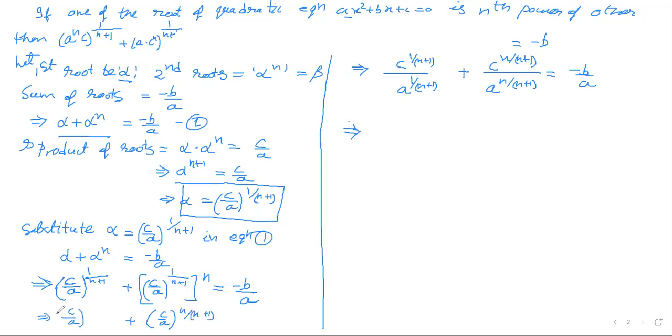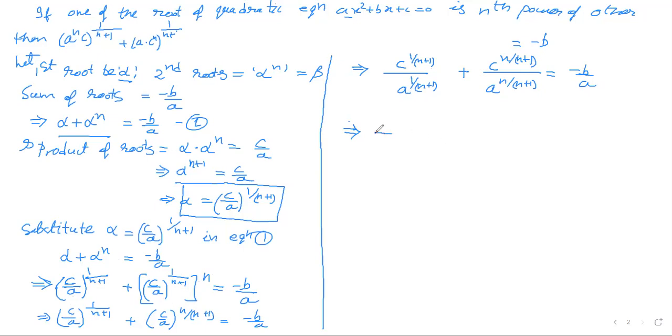Yes, sir. C by a whole to the power 1 upon n plus 1 plus c by a whole to the power n, first we multiply the powers when there is power to the power, n upon n plus 1 equals minus b by a. Then we separate the brackets: if there is x by a whole to the power n, it is equal to x to the power n upon a to the power n. So c to the power 1 upon n plus 1 over a to the power 1 upon n plus 1 plus c to the power n upon n plus 1 over a to the power n upon n plus 1 equals minus b by a.